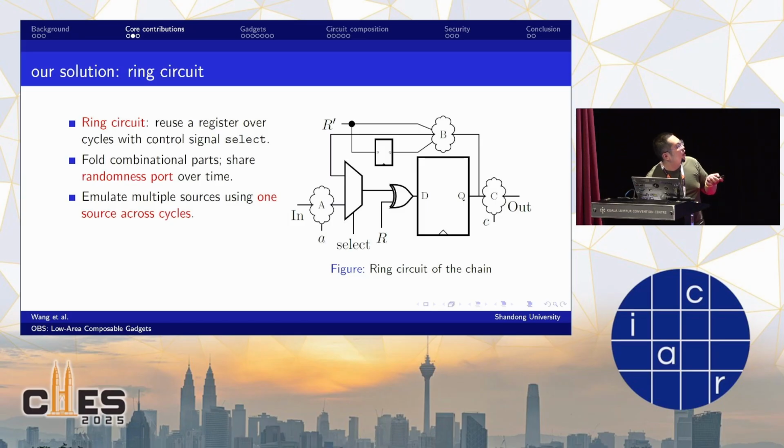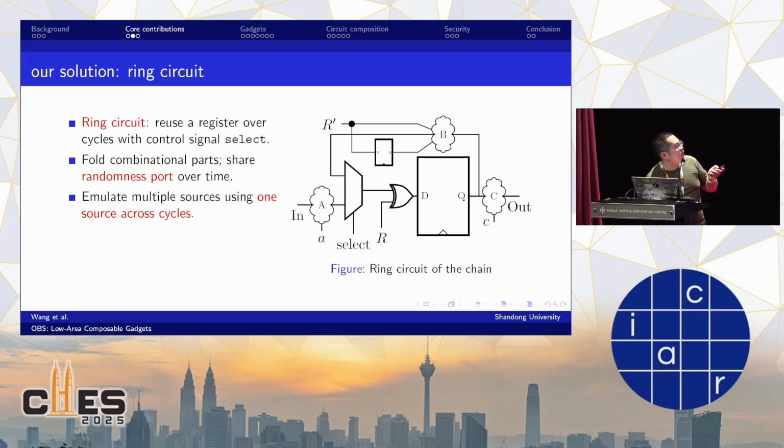Then the data path is written back and selected by the selector signal, and then it is remasked by the same part of R, but with the randomness of this cycle, and then the data path goes to the register again and leaves in the part C. In this way we can make the circuit behave the same as the chain circuit in the last slide, and we can save a register, which is the main area cost in the circuit.